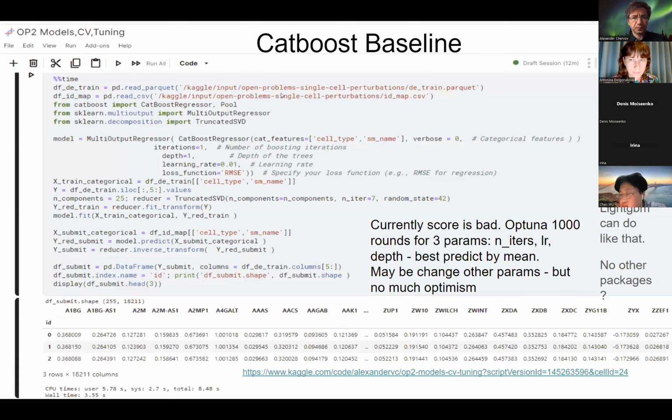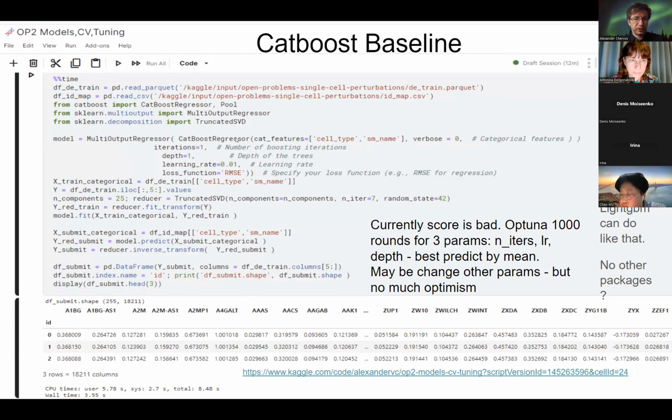Now we go to the baseline. The first baseline is very simple and trivial, and actually doesn't work, but it demonstrates the simplest approach. The whole baseline is just these lines of code. So we load the data.